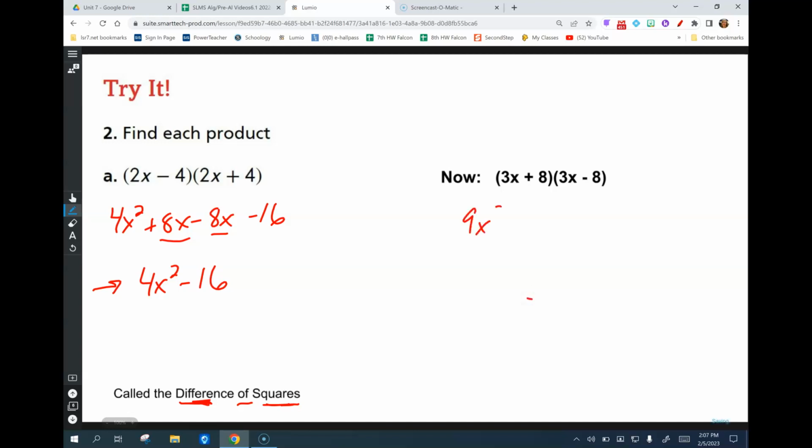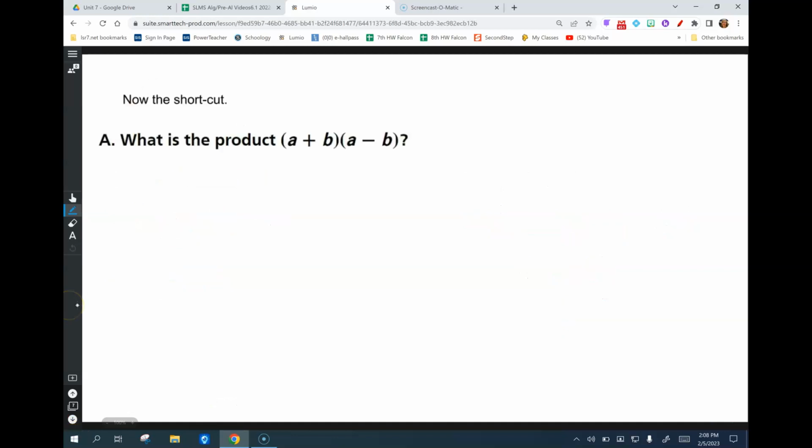And you get 9x squared minus 24x plus 24x minus 64. Again, your middle terms drop out, so you get 9x squared minus 64 because I have two perfect squares connected by subtraction. Okay, let's look at the shortcut. So the shortcut, look at when we multiply it out, we get a squared minus ab plus ab minus b squared. The middle terms always drop out, so all we have is a squared minus b squared.